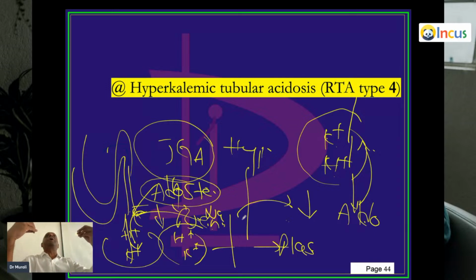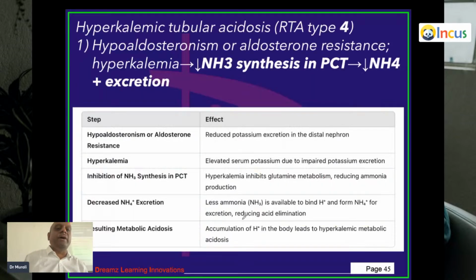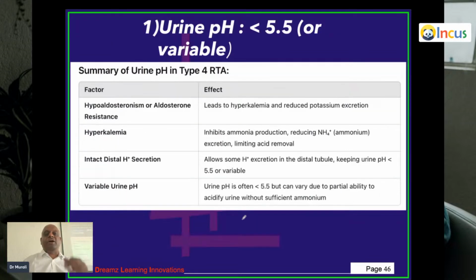What is responsible for this hyporeninemic hypoaldosteronism leading to hyperkalemic acidosis? Diabetic nephropathy. Very, very, very common. Right? Then one more important point. How will be urine pH here?